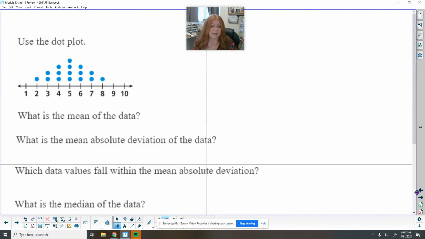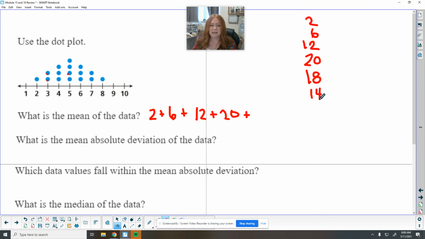Hey, we've got this dot plot here. So we need to find the mean. So we're adding these up. So here is 2 and 6. So I got 6 because this dot is worth 3 and this dot is worth 3. So then 4, 8, 12. And then we've got 5, 10, 15, 20. I should really be writing these up and down. That's going to be a lot easier. And 20, 6, 12, 18, 7, 14, and 8. So adding these up, we've got 2 and 4 plus 6 is 10.